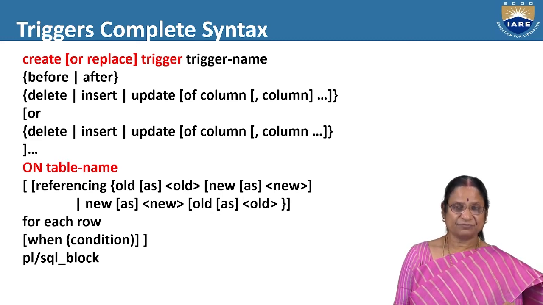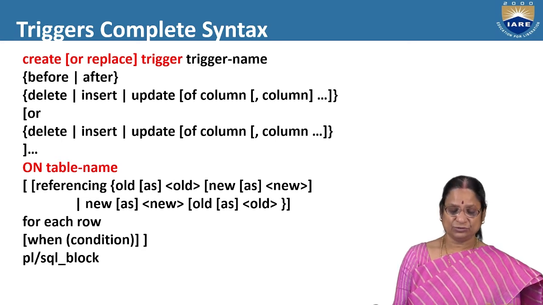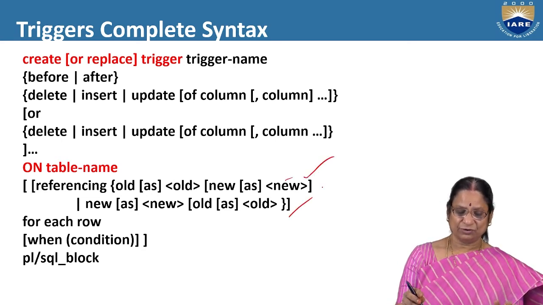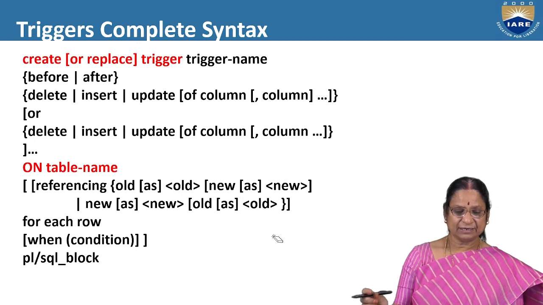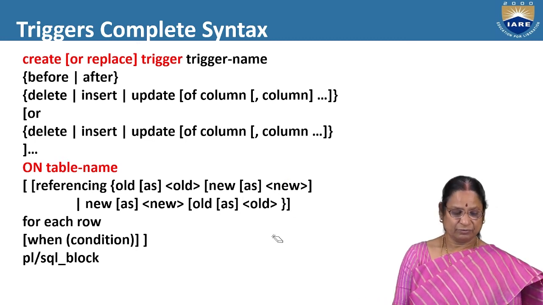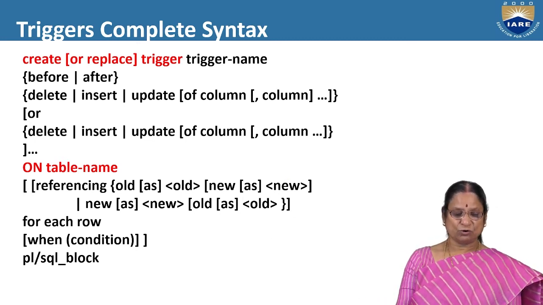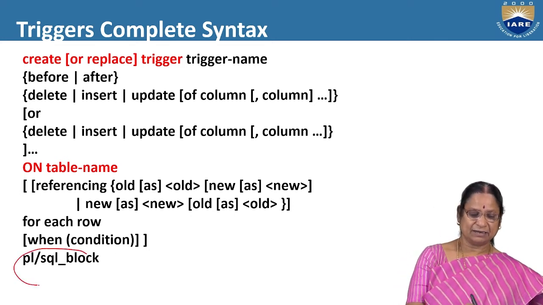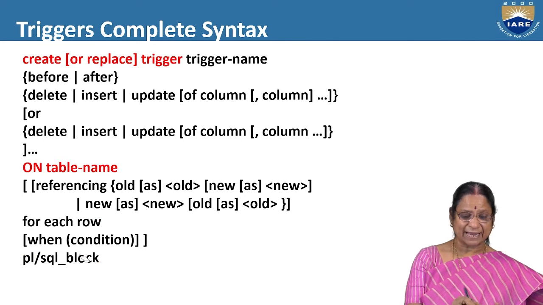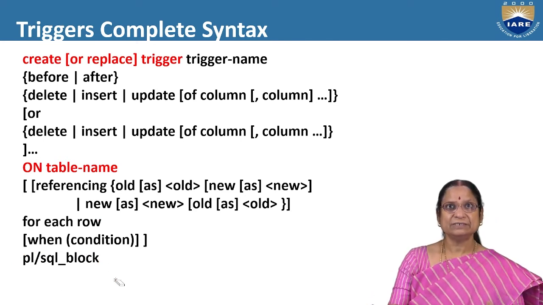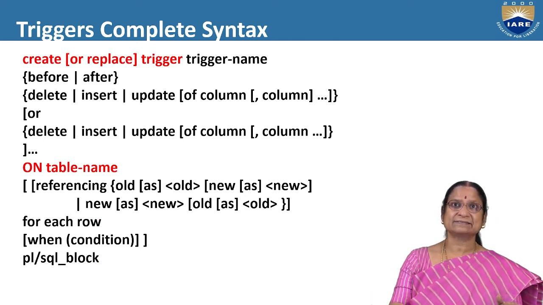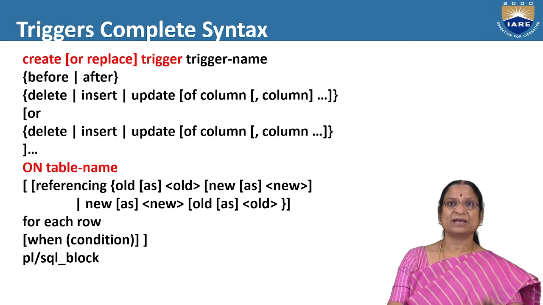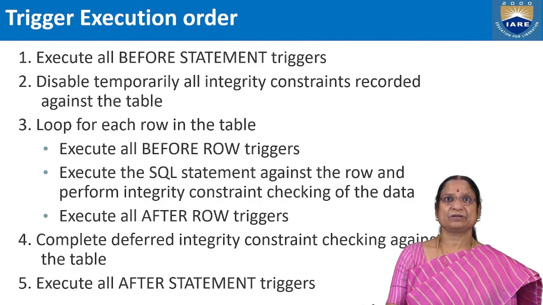And we introduced referencing old as old and new as new to store our old values and new values. If it is a row trigger, we write for each row; this is also optional, then the when condition. And this is the PL/SQL block. The PL/SQL block is the action. So this is the entire trigger syntax. Initially we started with a simple trigger and kept adding all the options. This is the final syntax of the trigger.